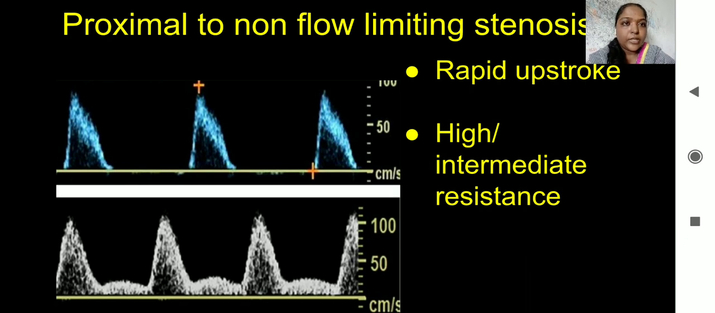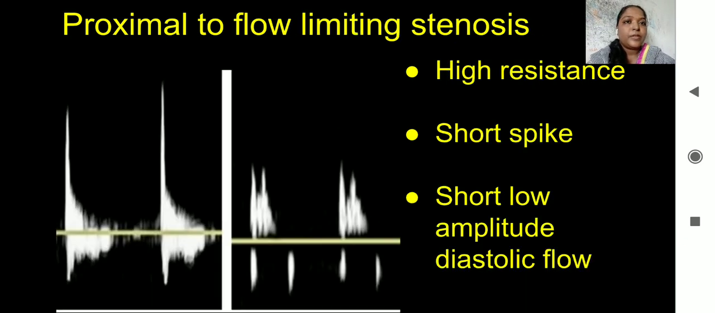In the pre-stenotic site, if the distal stenosis is not flow limiting, we see high or intermediate resistant waveforms showing rapid upstroke. If distally there is flow limiting stenosis or tight stenosis, we see staccato type of waveforms. So whenever you see these waveforms, be careful in searching for very tight stenosis distally.